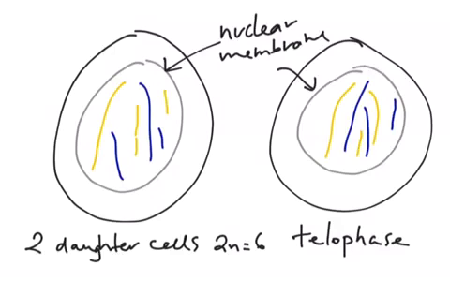Each of these daughter cells will then go through mitosis to produce 2 more daughter cells, and in this way growth occurs exponentially. So 1 becomes 2, 2 becomes 4, 4 becomes 8, 8 becomes 16, and so on.